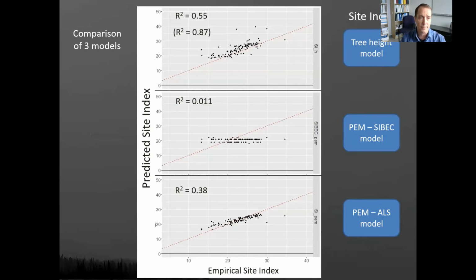So what did we find? Well, the first thing that we can look at here is how these 3 different model types for estimating site index performed in one of the case studies. Here I'm going to show the Eliza Lake case study in the central interior, but we basically got very similar results at the other 2 as well.